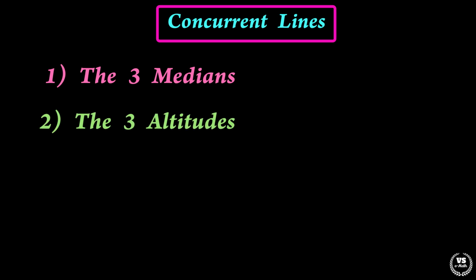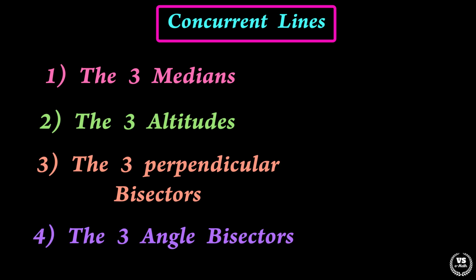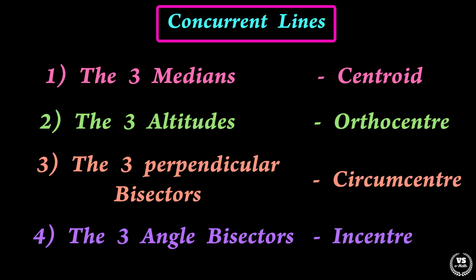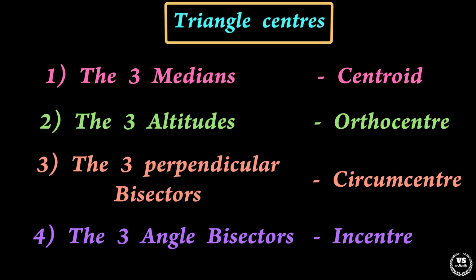The 4 most famous concurrent lines found in a triangle are the 3 medians, the 3 altitudes, the 3 perpendicular bisectors, and the 3 angle bisectors. The points where these sets of lines meet are named the centroid, orthocenter, circumcenter, and the incenter. These 4 centers are commonly called the triangle centers.